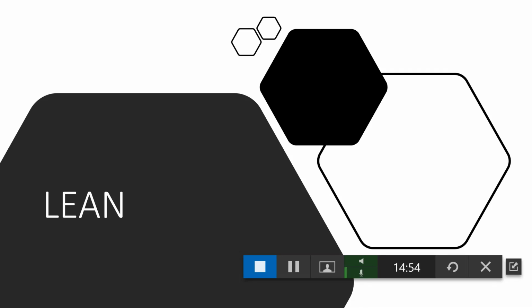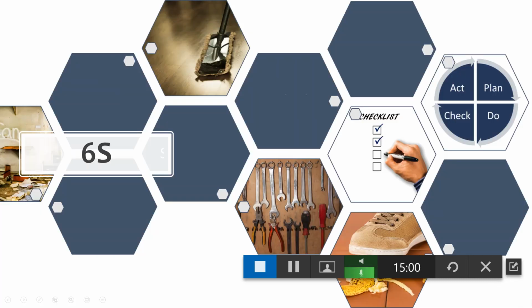Now let's take a look at Lean. We discussed Lean in this lesson and practiced generating a current value stream map along with identifying some improvement opportunities. Now let's take a look at one of the lean tools to improve the efficiency of your processes.